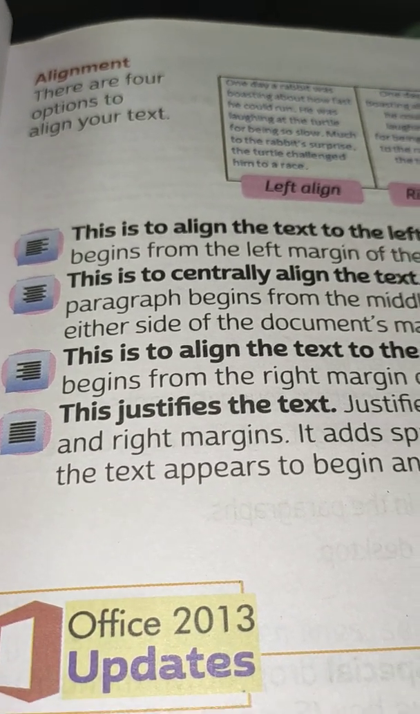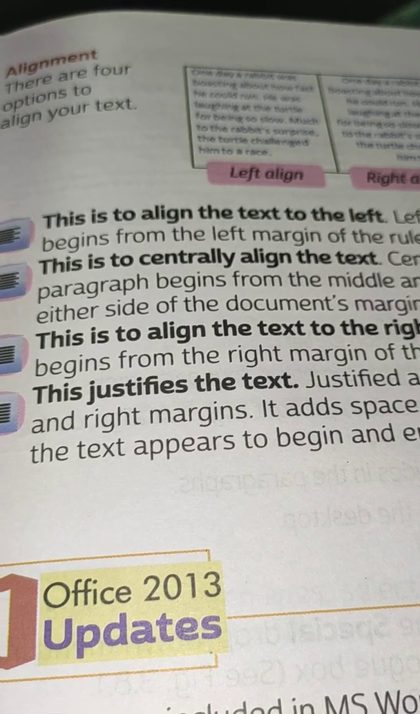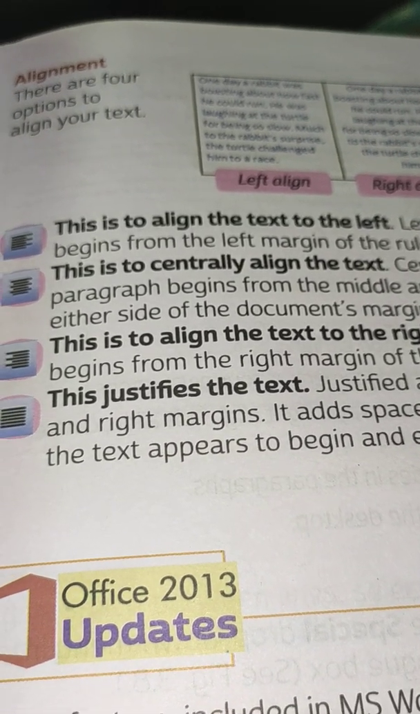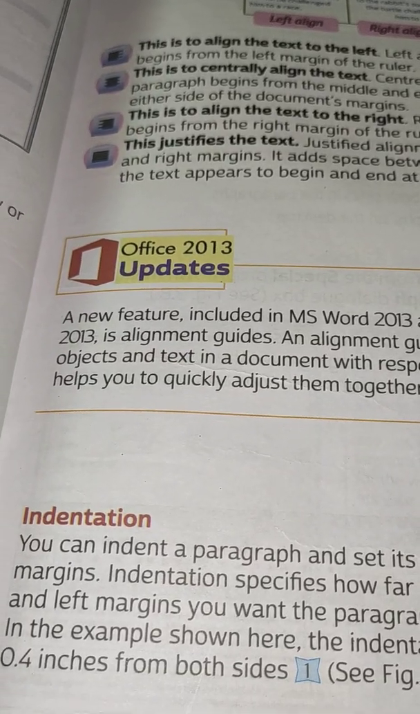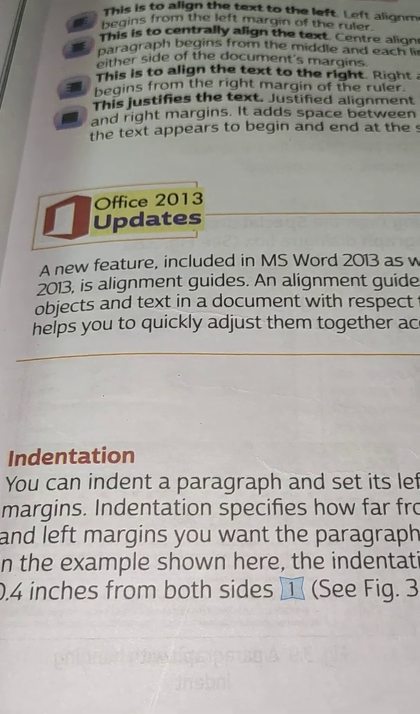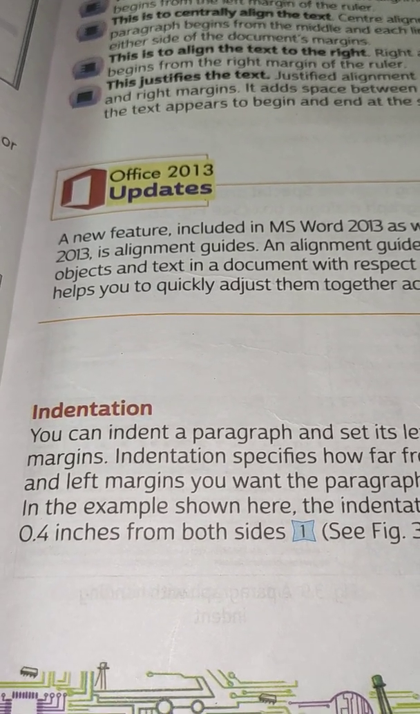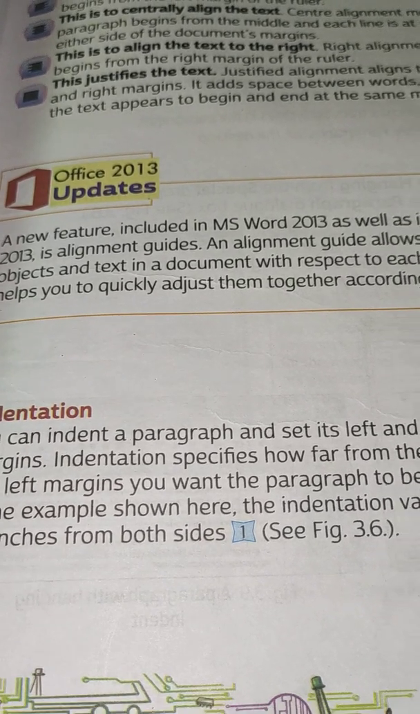Then next, text to the right. Right alignment means that text begins from the right margin of the ruler, and justify alignment means text is aligned to both left and right margins. Then next topic is indentation. You can indent a paragraph and set its left and right margins. When you indent a paragraph, you have to set left and right margins.